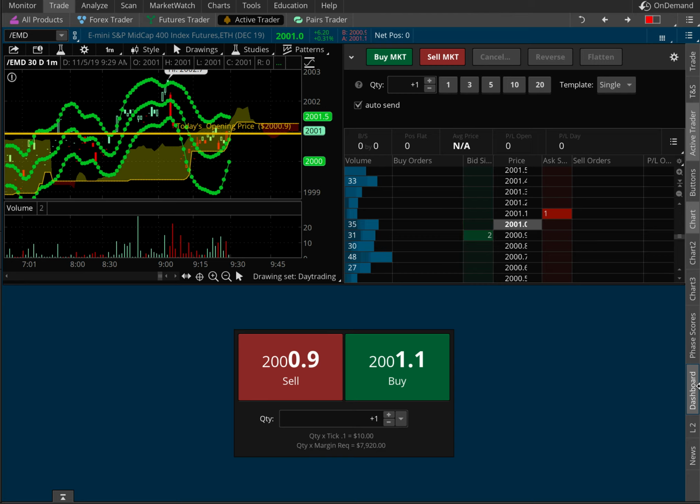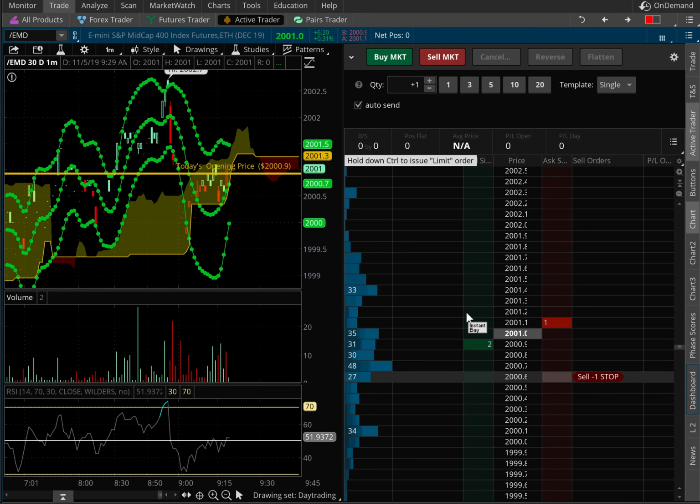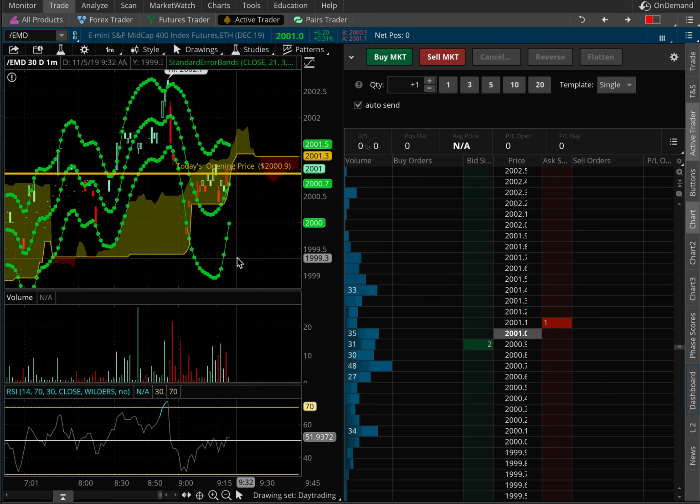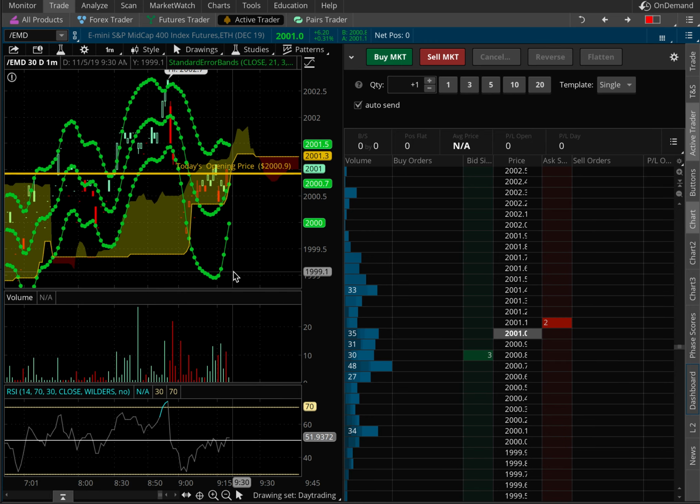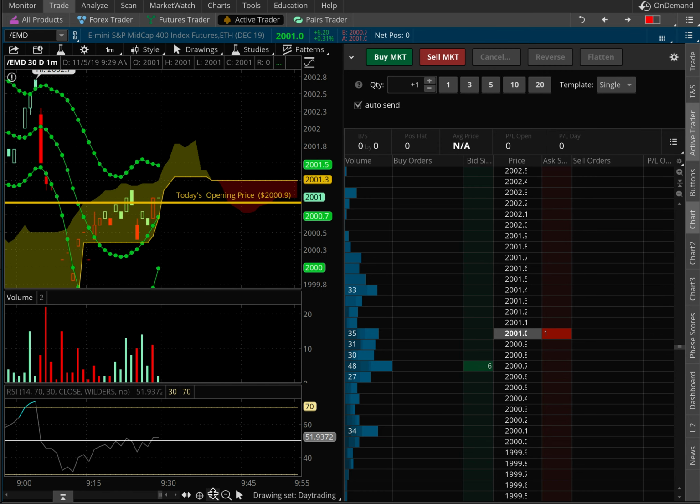So we're going to trade today live, and I'm going to show you guys how the market moves in real time. Now this is real money. This is my day trading account, and let's see what's going to happen. I have auto send on, and I have the active trader tab on the thinkorswim platform.